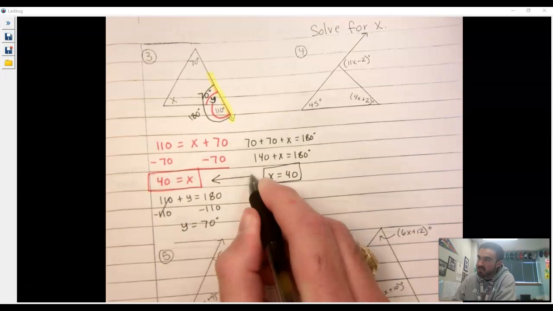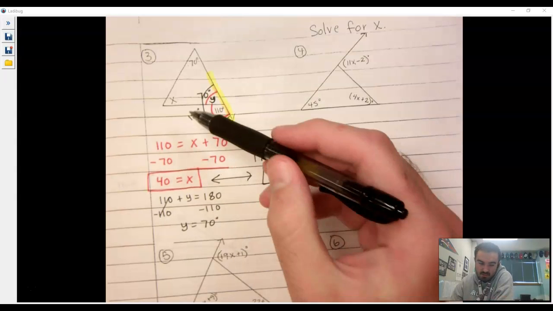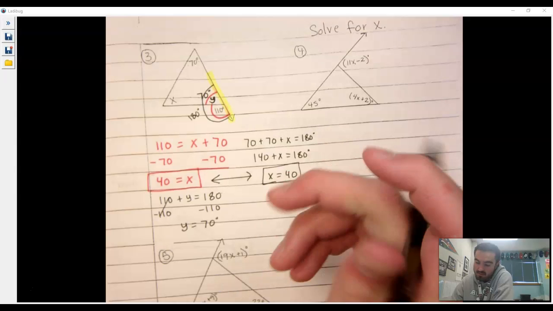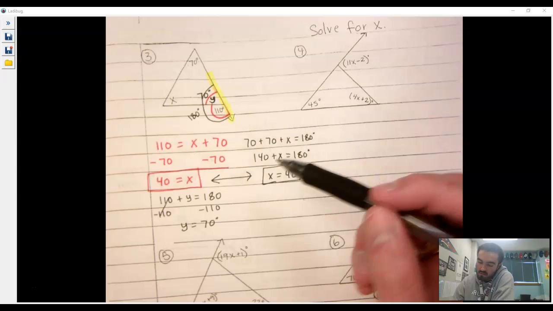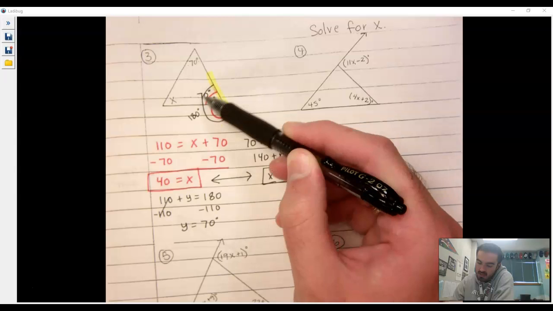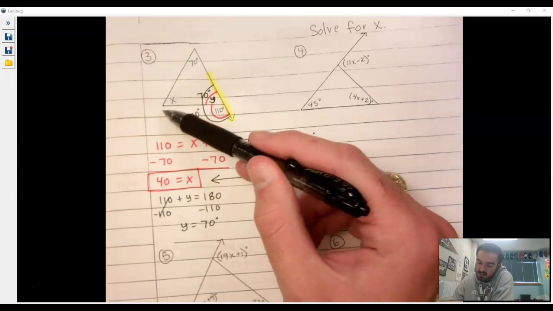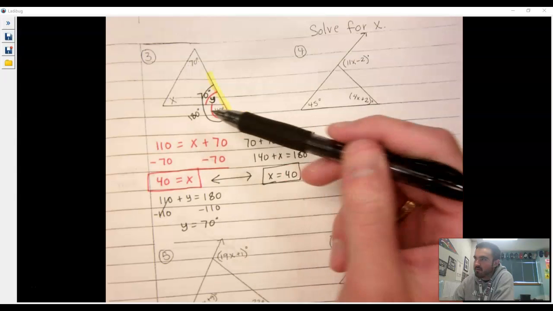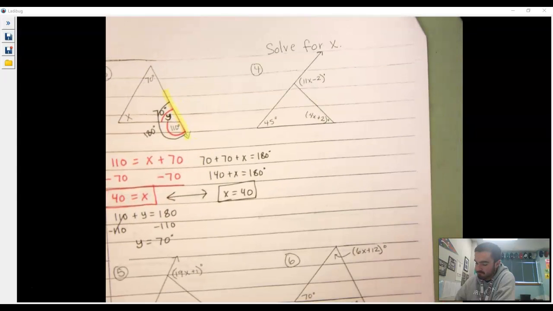So if you see here, we got the same answer using both methods. So this might be a good way for you to check your work. Okay. We either used the triangle exterior angle theorem, where we set 110 equal to x plus 70, or we used both the supplementary angle idea and the sum of the angles in a triangle add up to 180 to figure it out as well. Either way works. Okay? Let's try number 4.